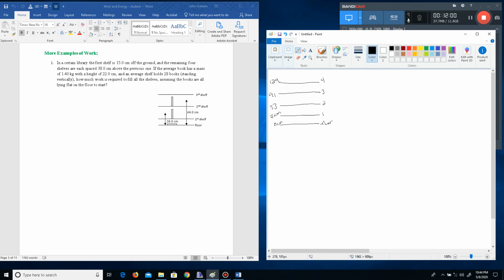So actually, I think we have 5 shelves. Let's just do one more just in case we do get to the 5th shelf, which would be 167. Okay.